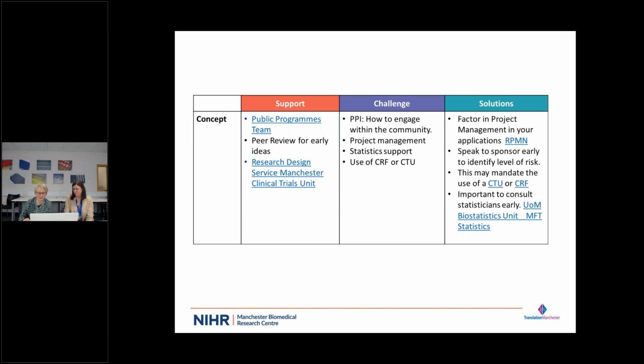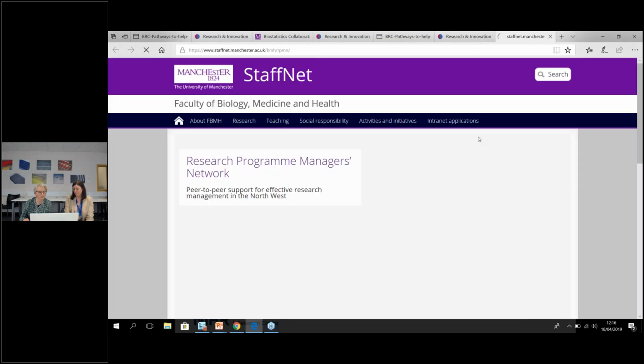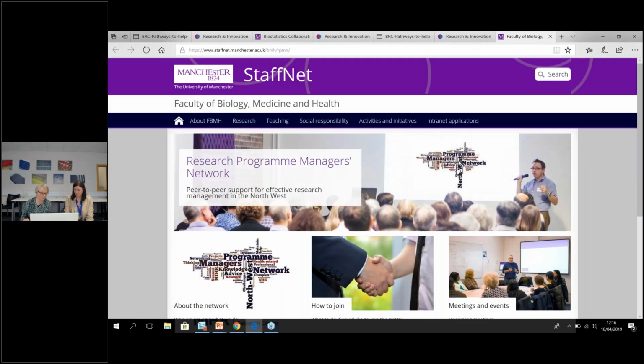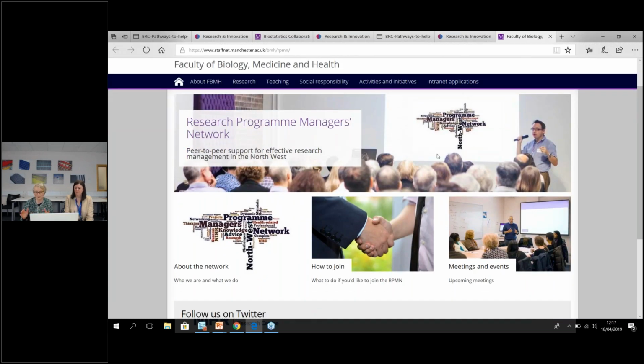So a solution to that is the Research Project Manager Network. Now that's actually based at the university, but it's open to people working at the trusts or anybody involved in clinical research or research projects in Manchester. And it is a great network, a great forum for peer-to-peer support and advice. They run regular meetings and events, training, all sorts of things. And also, there's a really strong and active email distribution group.